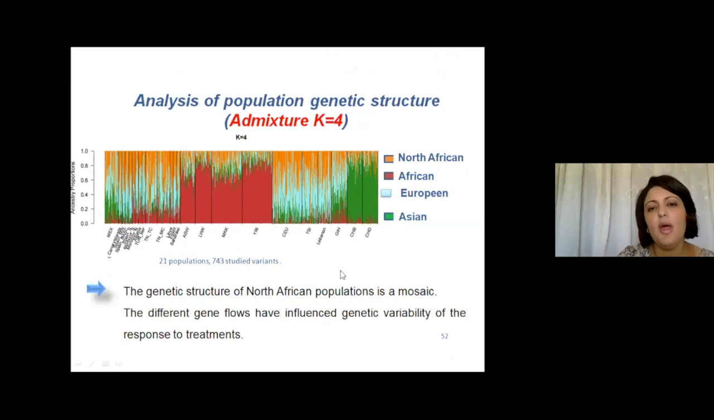The analysis of the admixture is used to infer ancestral population groups. So here you can see that the North African population is a mosaic with the presence of North African, European, and Asian components. So the genetic structure regarding these very important pharmacogenes involved in the treatment and response to metabolic syndrome is influenced by the genetic variability, and also by the different gene flows that have appeared in North Africa since prehistoric times. So we confirm also our finding of mitochondrial DNA or other genetic markers.